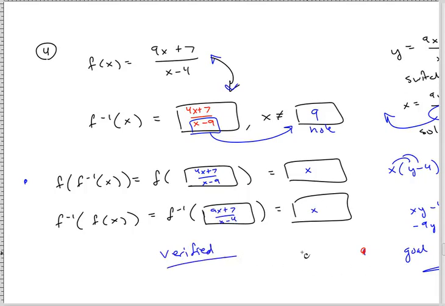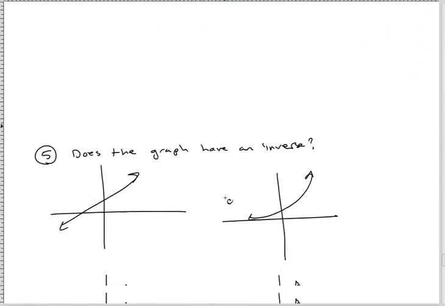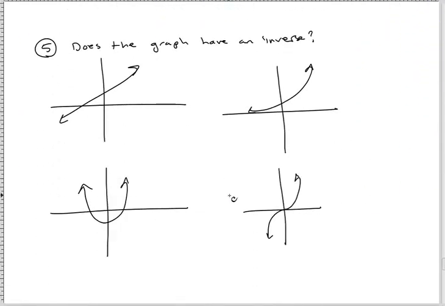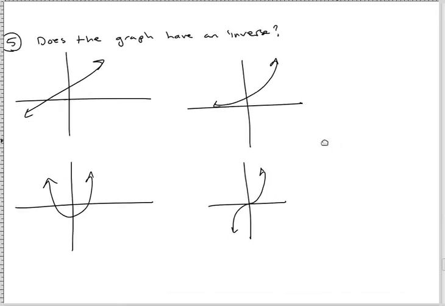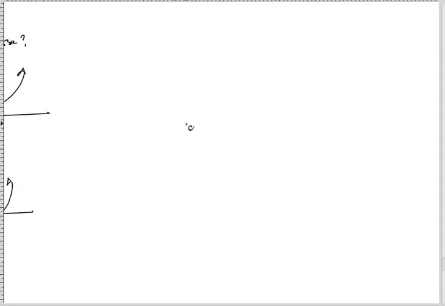Verified. Okay. Next question. So now they're going to talk about inverses of graphs. And what we use to find if there's an inverse of a graph is the horizontal line test, which is similar to the vertical line test. But before I do all this, I'd rather just talk about it for a second, if that's okay.